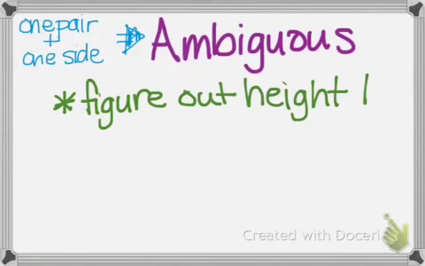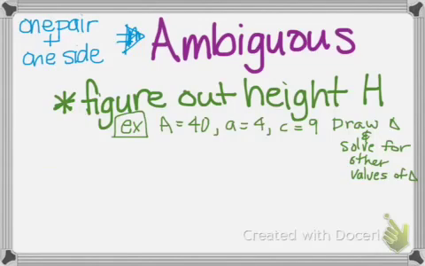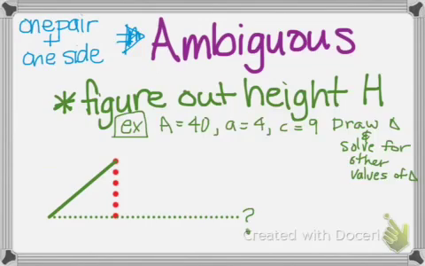So the first thing that you have to do when you have the ambiguous case is you have to figure out the height of your triangle. Figuring out the height of your triangle is going to help you figure out how you're going to solve this problem. So, for example, if you're given angle A is 40, side A is 4, and side C is 9, and just to draw the triangle and solve for the other values of the triangle, we know 2 of the lengths, but we're only going to draw one length for right now.